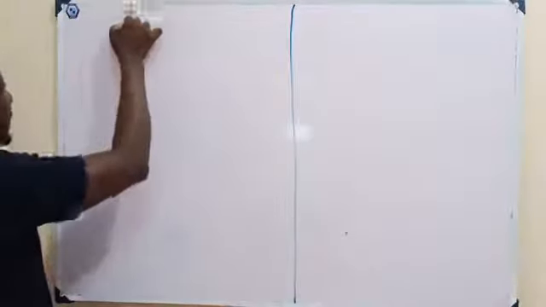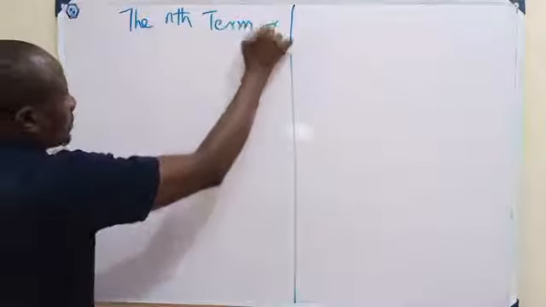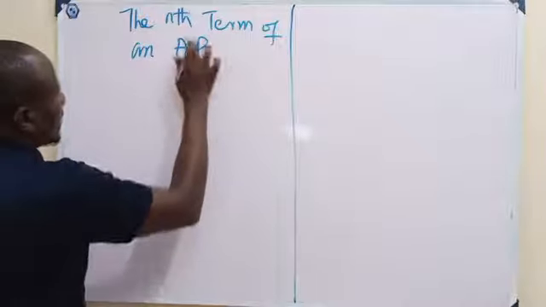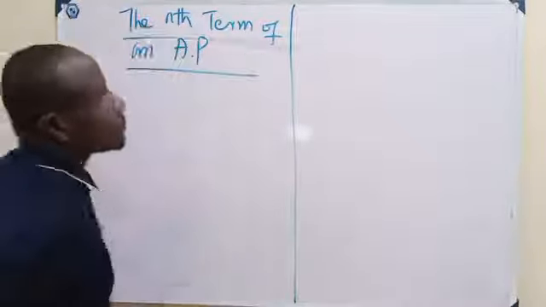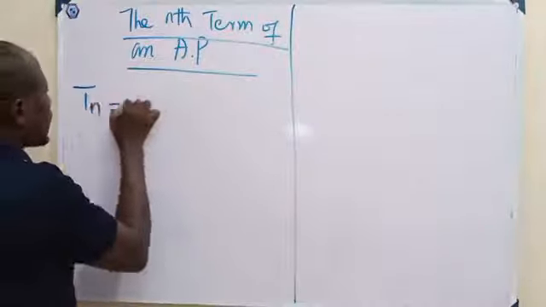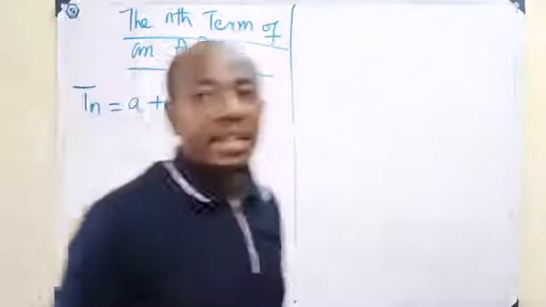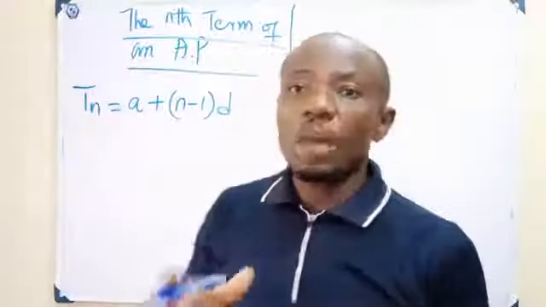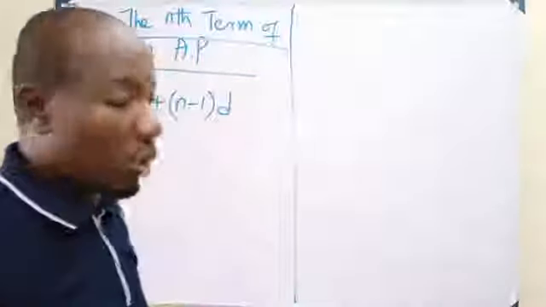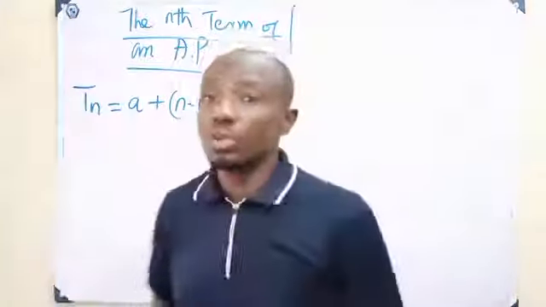The nth term of an AP: Tn is equal to a plus n minus 1 times d. Now this is the formula for finding the nth term of an AP. If you cannot memorize it, for those of you that will be writing WAEC, it's inside your log table. Yes, I'm 100% sure you can find it there. So this formula is inside your log table, and you are free to use it, right?